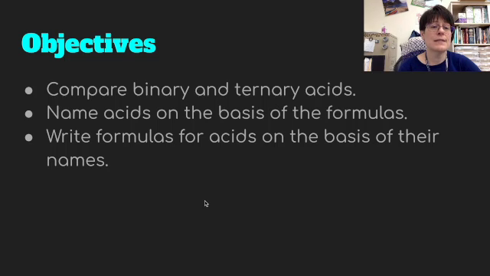So that is it. So our objectives today were to compare binary and ternary acids, name acids on the basis of the formulas. Now we did not write formulas for the acids on the basis of their names, but what you could do is just do the opposite. You just work backwards. If it ends with ous, you know that it's ite. Change it to that and find that anion. If it is ic, you know that it's ate. And you just work backwards.